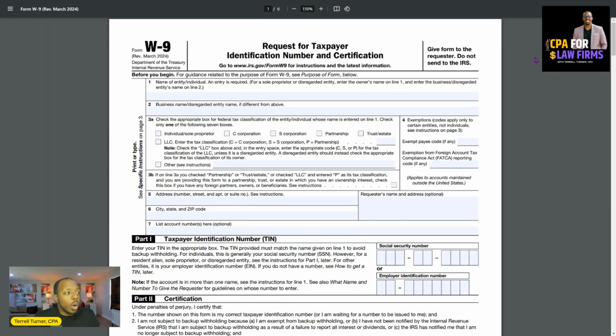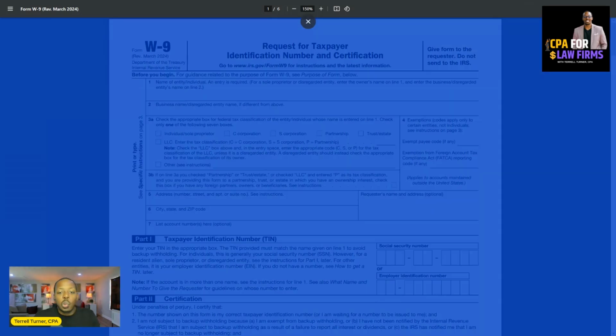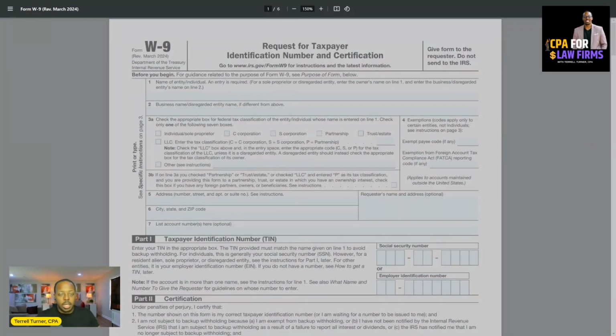But what you want to do is make sure that you understand all of these rules and have this guidance. But if you need further help, work with an accountant who can help you understand these things and help you navigate how to actually determine who you need to file a 1099 for.